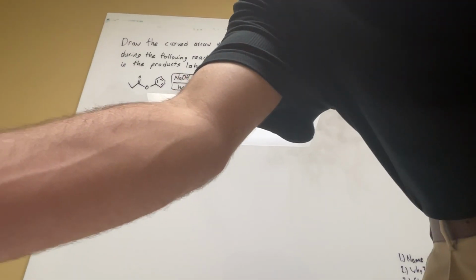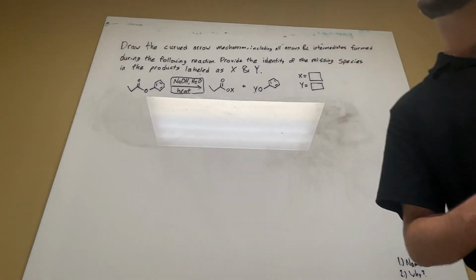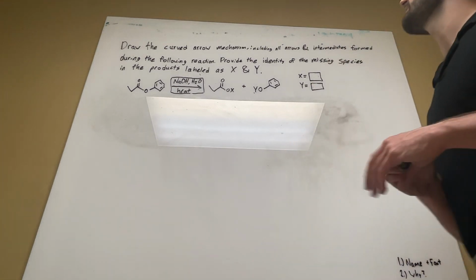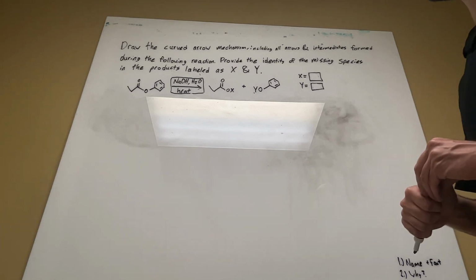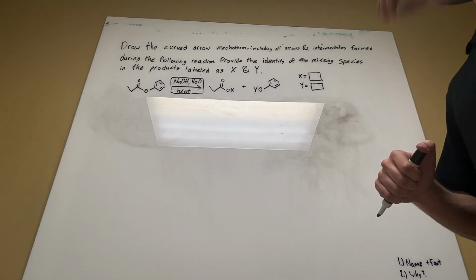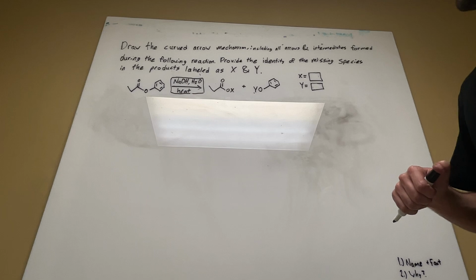Alright, the second part of this video is me walking through a problem. This is from the Chem 262 workbook. Draw the curved arrow mechanism, including all arrows and intermediates formed during the following reaction. Provide the identity of the missing species in the products labeled as X and Y.